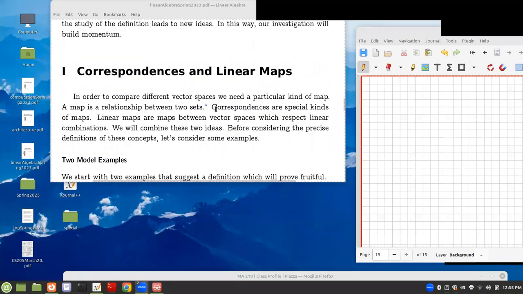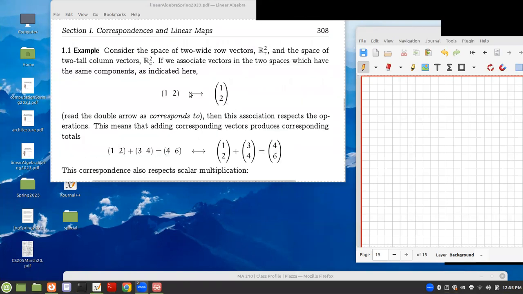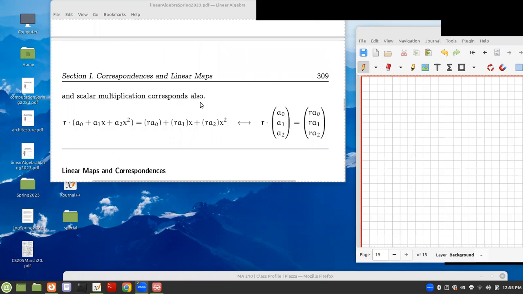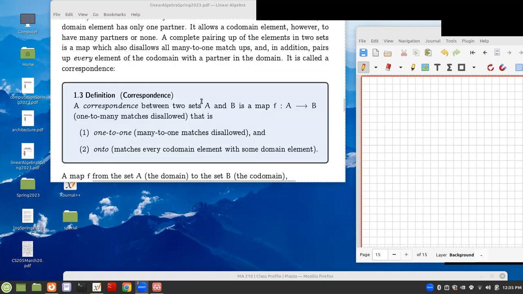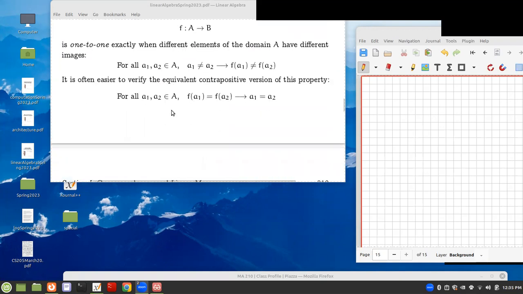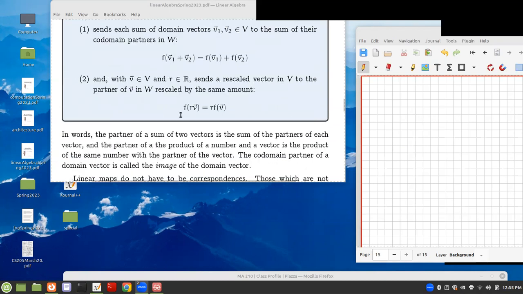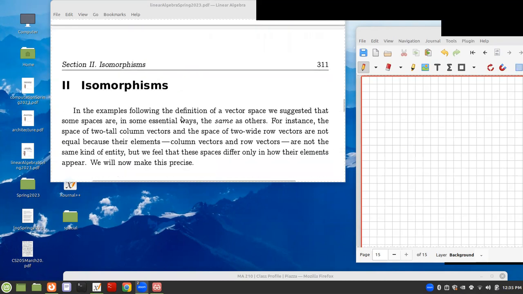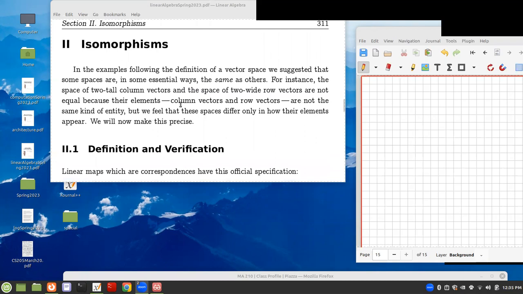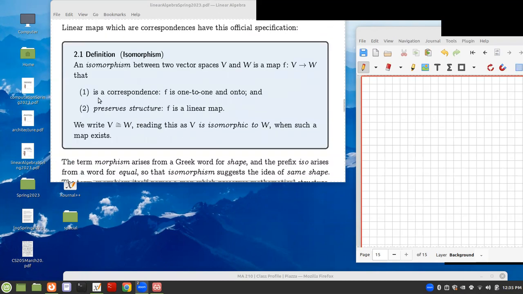Okay, so for linear maps, we have introduced the idea of correspondences in linear maps, and there are some examples here that go through and verify all those properties. Once we've introduced those properties and we know how to verify them, we have this special kind of map, which is an isomorphism. It's a linear map, and it's one-to-one and onto.